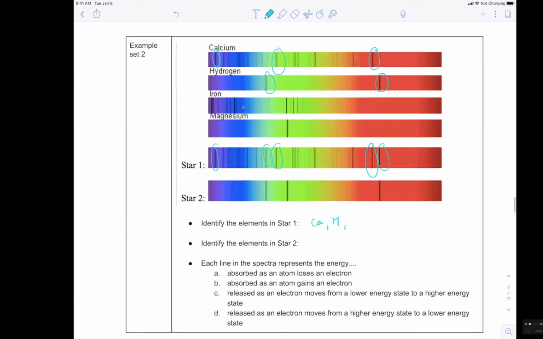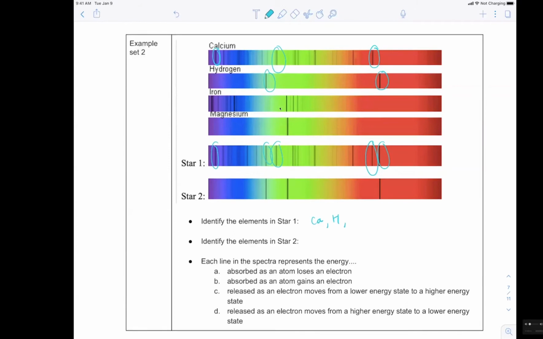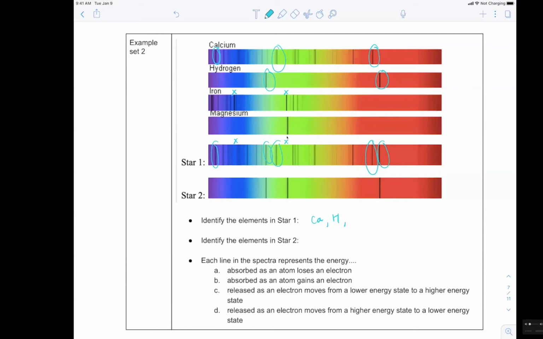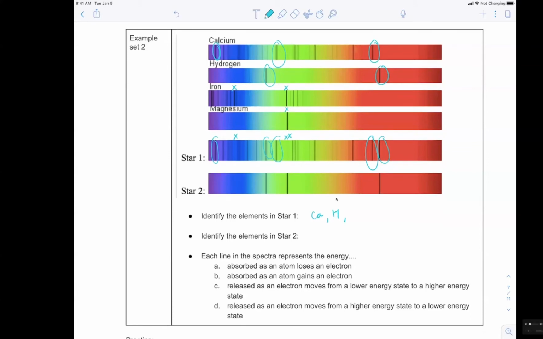And then let's check iron. So for iron, you just look for distinctive bands. Right here, it seems like it has a really dark band, but it's not present in star 1. And we can even check other bands too. Right here, it has a very dark band, but it's not really present. There's a faint band, but it's a little bit off. And then with magnesium as well, magnesium has a very light band and a dark band right here, but it's not really present in star 1. So star 1 would only have calcium and hydrogen.